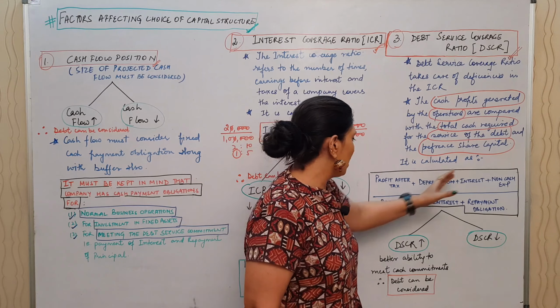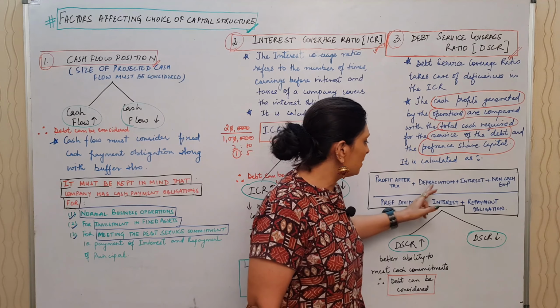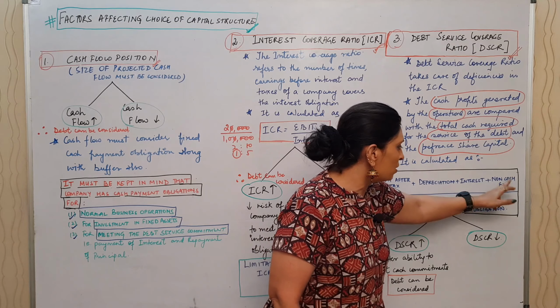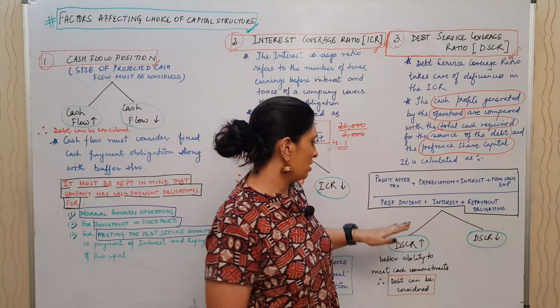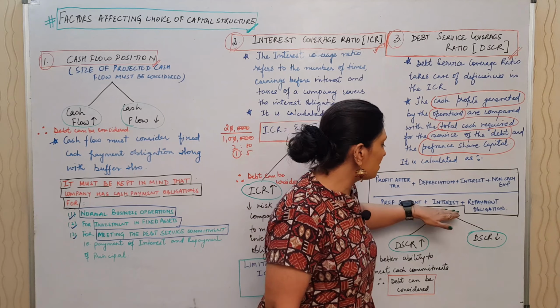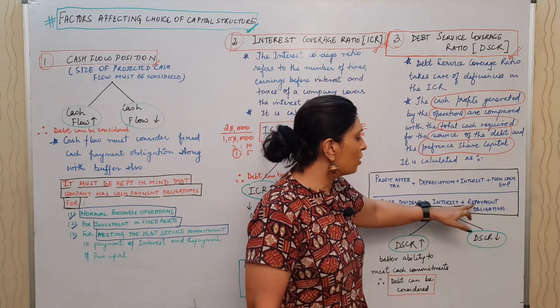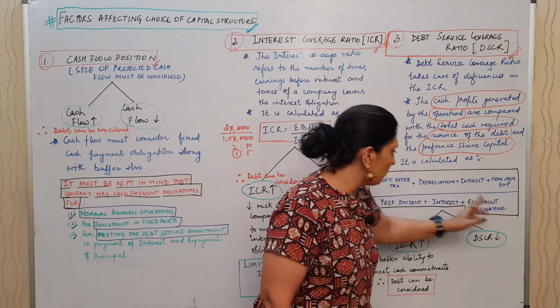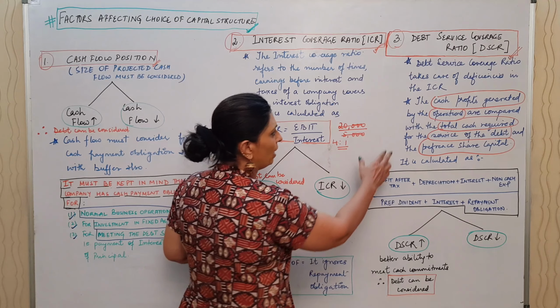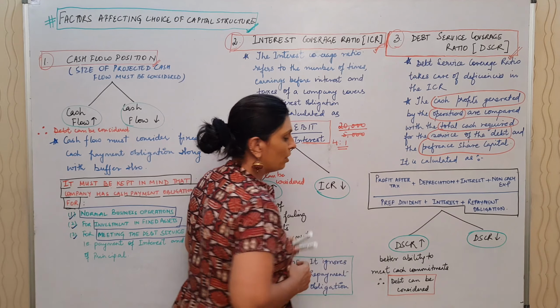It is calculated as follows: profit after tax plus depreciation plus interest plus other non-cash expenses plus preference dividend plus interest upon repayment or plus repayment obligation. This is divided by it. So this is how you calculate debt service coverage ratio.